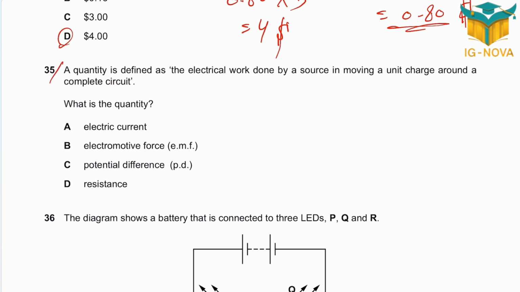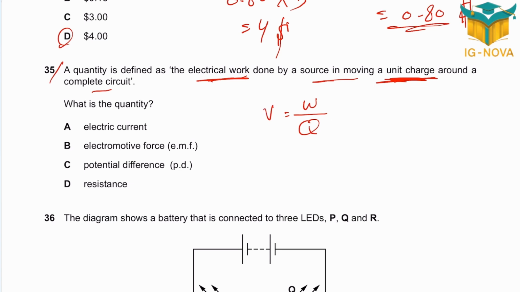Question 35. A quantity is defined as the electrical work done by a source in moving 1 unit of charge around a complete circle. Easy. I told you before, if you have a definition, you have to write it in symbols. Electrical work done, so you have work here. For a unit charge, unit is the denominator, so it's Q. W over Q, it's V.